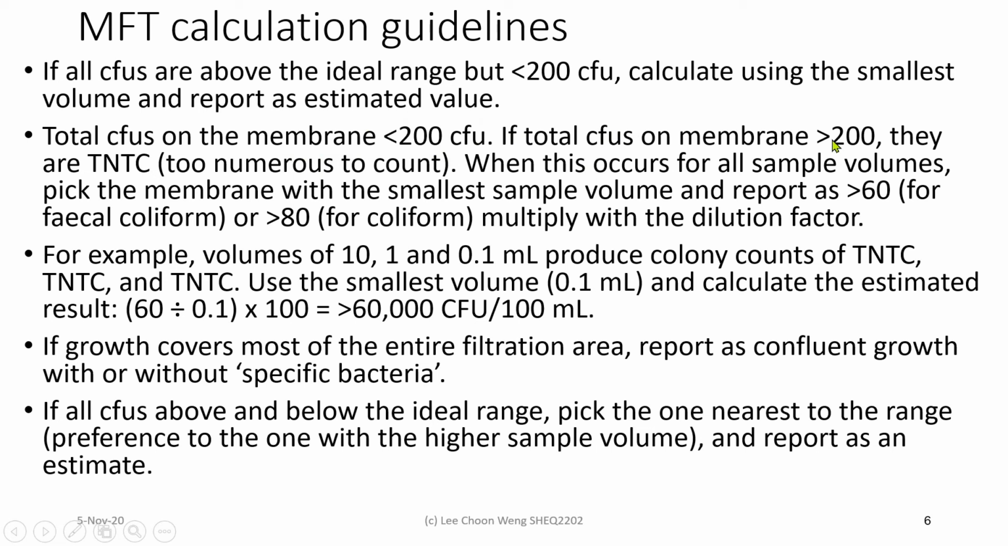If they are more than 200, they are considered too numerous to count. So when this occurs for all sample volumes, pick the membrane with the smallest sample volume and report as more than 60 and multiply with the dilution factor. For example, if you use volumes of 10, 1 and 0.1 ml and you produce the following counts, we use the smallest volume, and then calculate the estimated result. So 60 divided by 0.1 times 100. So it is more than 60,000 CFU per 100 ml, estimated count.